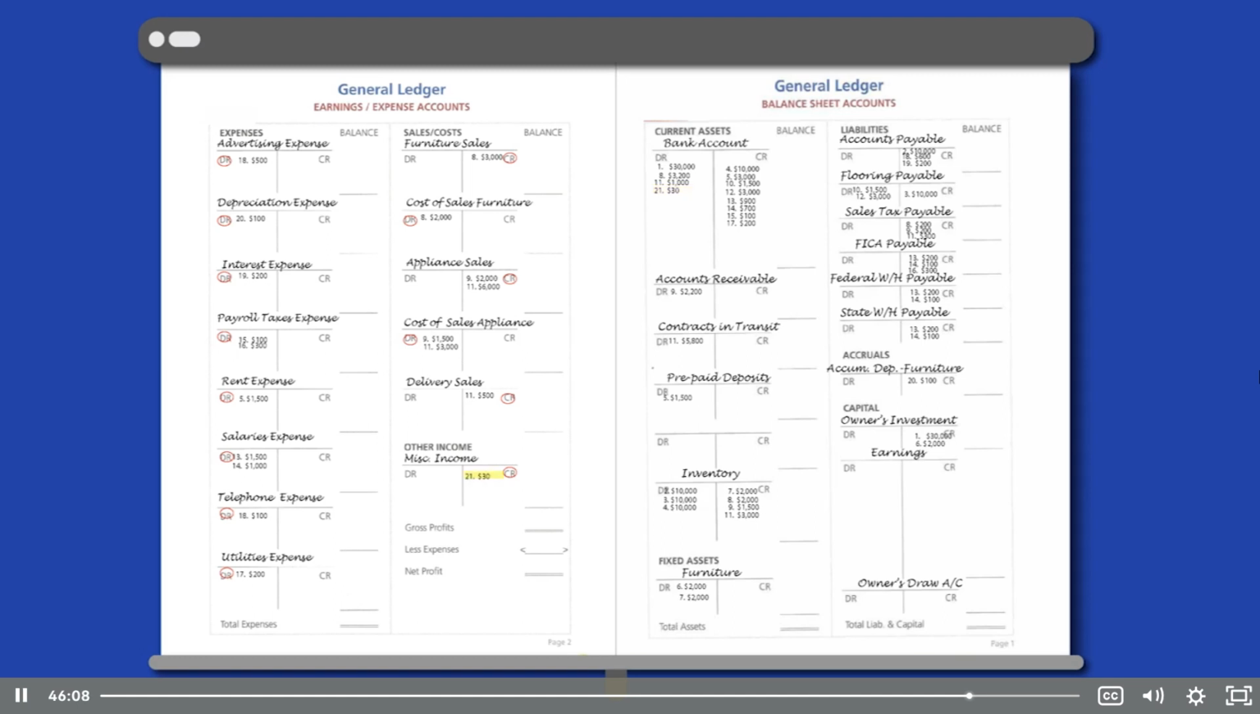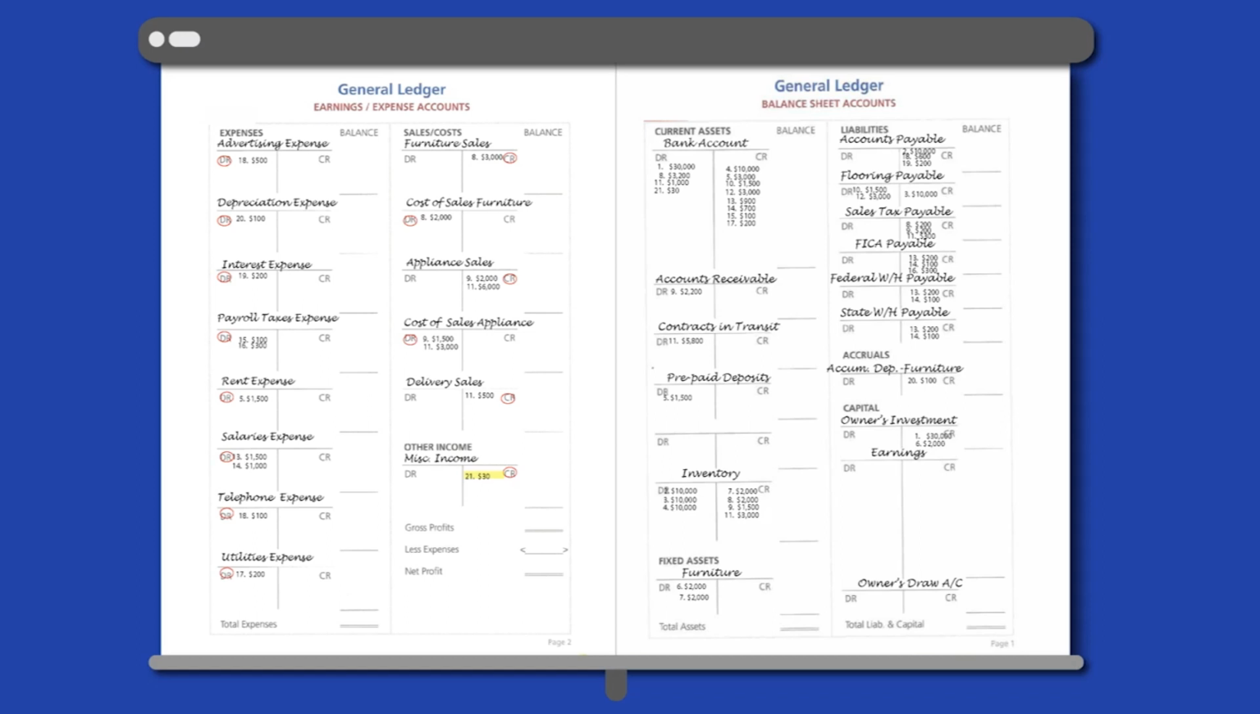Debit the bank account for $30. Very good. Credit miscellaneous income, $30.